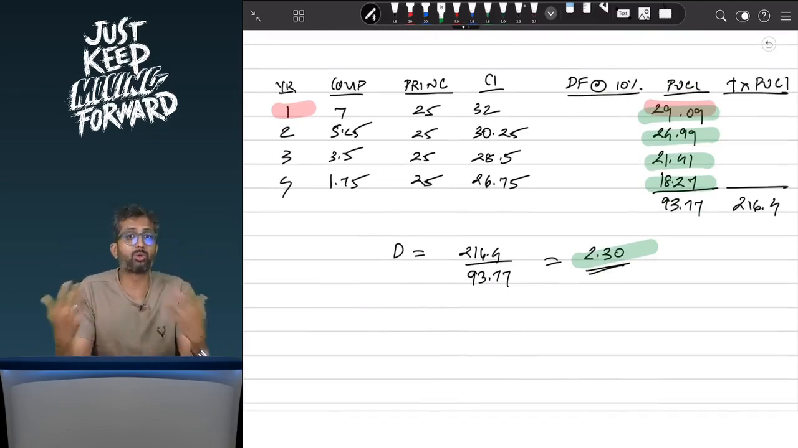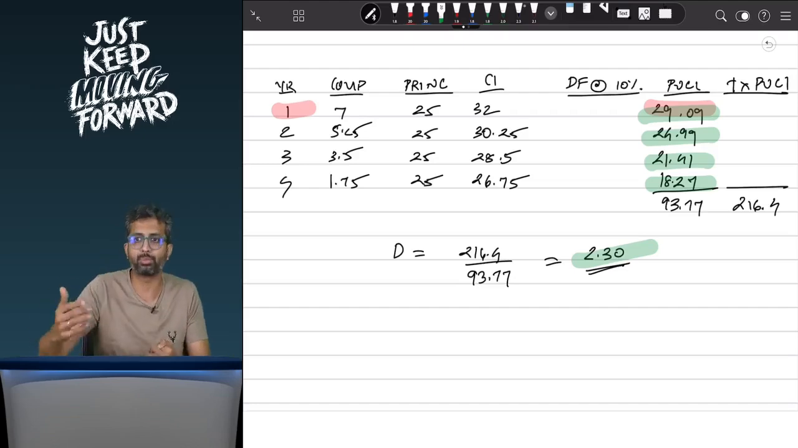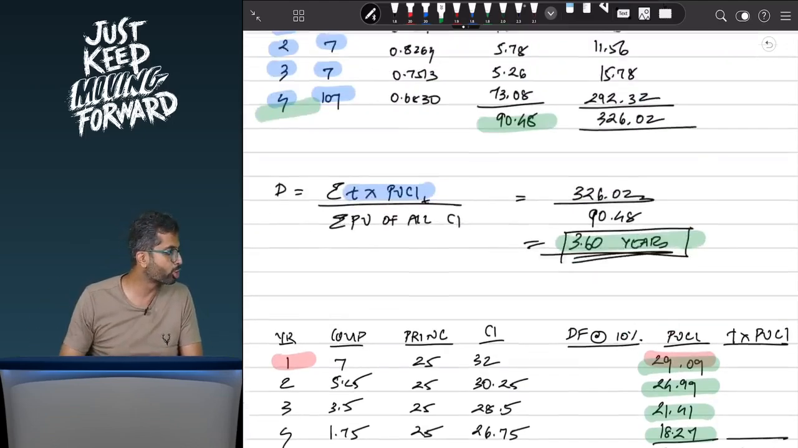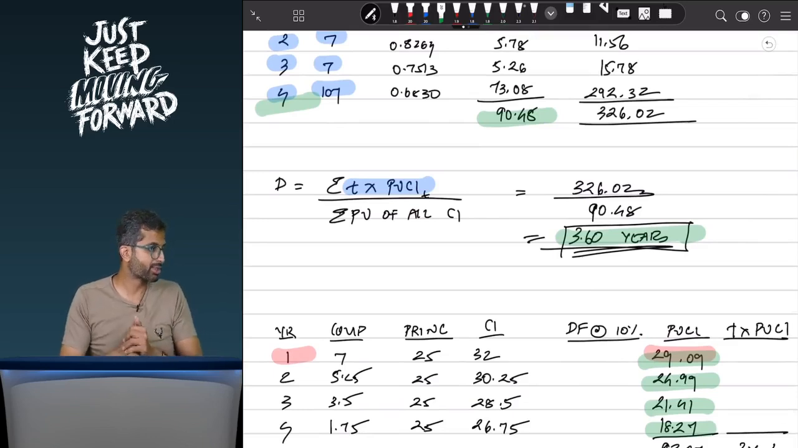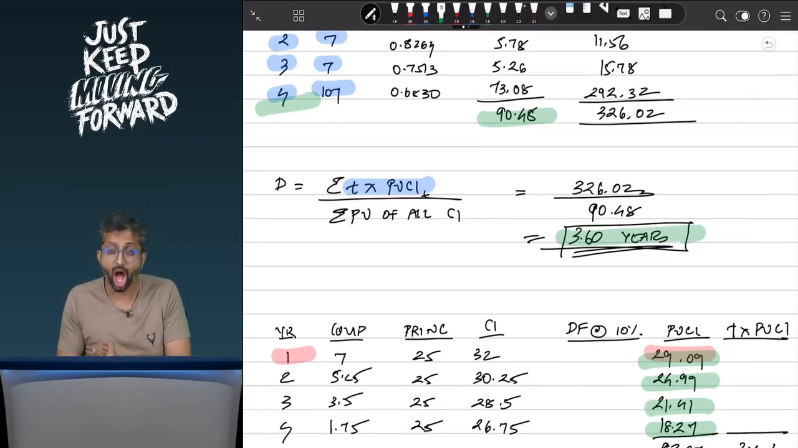If you apply the concept of payback period as well, the longer the payback period, higher the risk. The shorter the payback period, lower is the risk. Which of the two bonds do you think is more risky? The first bond or the second bond? The first bond is more risky because it carries a higher duration. Higher the duration, higher is the payback period. Higher the payback period, higher is the risk. Are we clear with this?